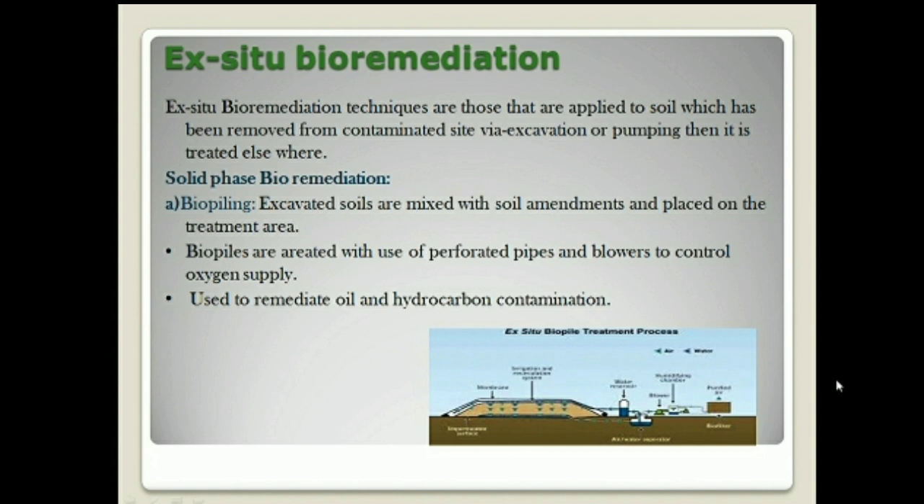Biopiling. Excavated soils are mixed with soil amendments and placed in the treatment area, whereas these biopiles are aerated with the use of perforated pipes and blowers to control oxygen supply. This biopiling system is used to remediate oil and hydrocarbon contaminated sites.